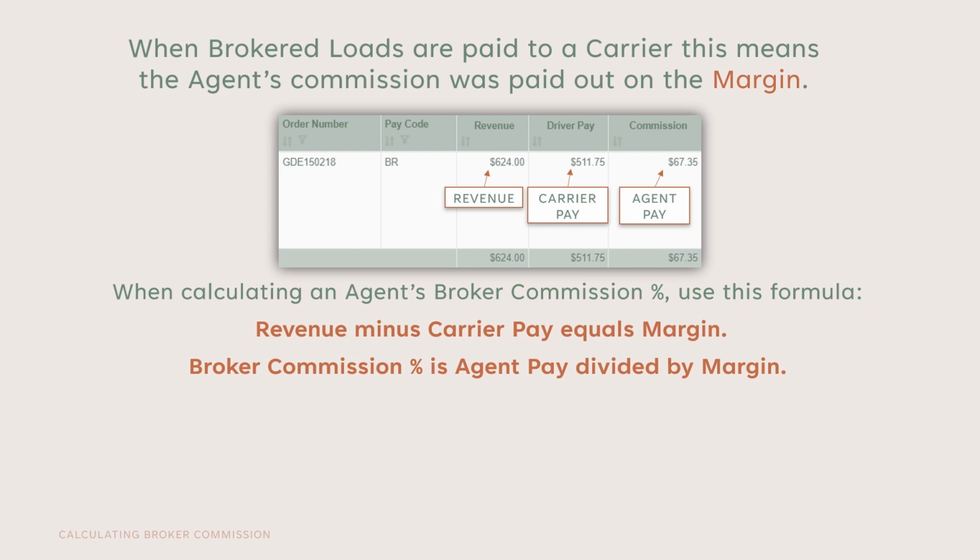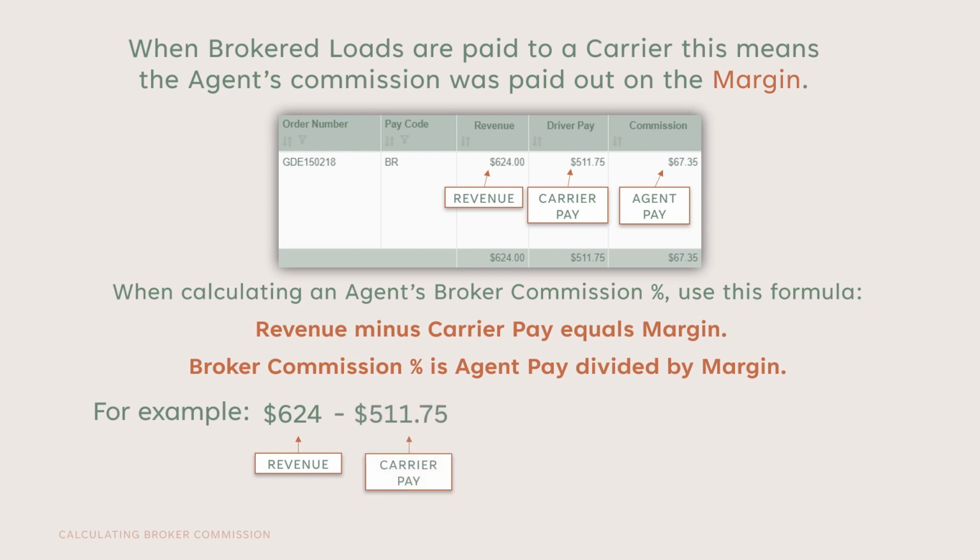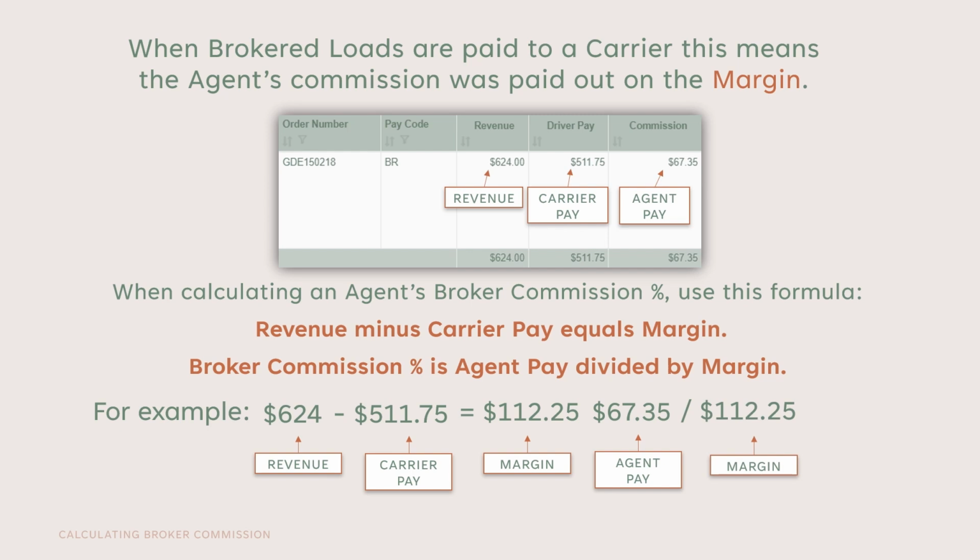So, for example, we're going to take the revenue of $624 and subtract the carrier's pay. Once we do that, we'll end up with the agent's margin. So the agent's margin is $112.25. So now we want to know, what is this broker commission percentage? So we're going to take the agent's pay and divide it by our margin, and we get a 60% commission payout. So GDE's broker commission percent is 60%.